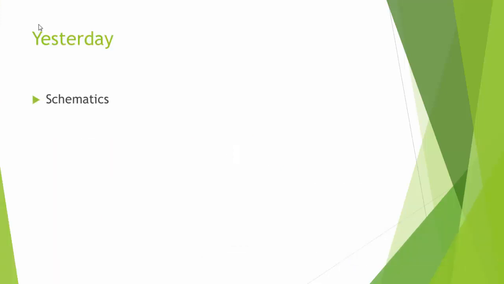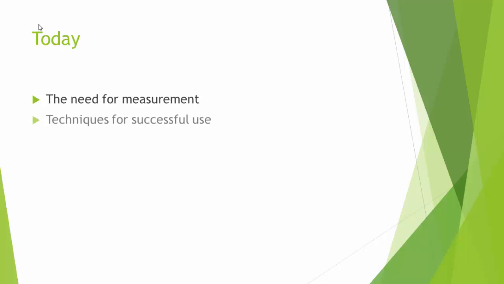Yesterday we discussed schematics and how we can use these to communicate the contents of a circuit either to others or read a schematic in order to build a circuit according to someone else's specifications. Today we're going to talk about the need for measuring given components and given electrical characteristics, talk about the techniques for successful use of the tool we use, the multimeter, and we'll do a bit of hands-on work. Obviously that won't be part of the video.